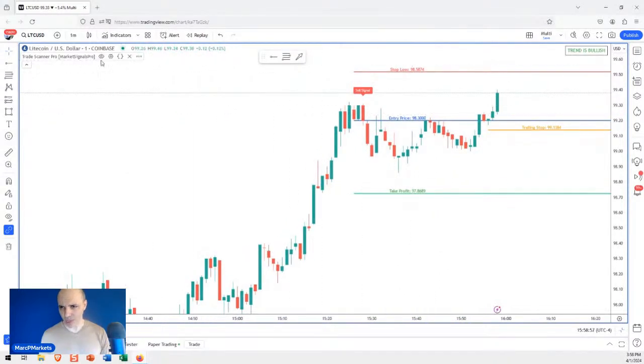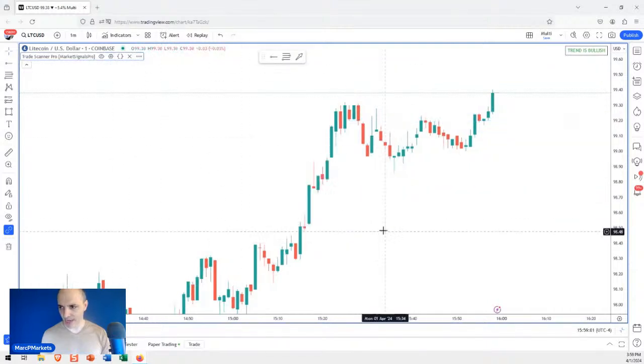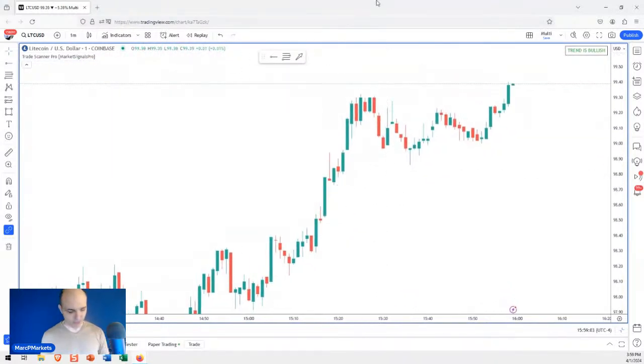So I don't suggest counter trend for beginners. You need to take time with that and understand context. So let's just go back to the trend. All right. And let's look around. What else can I look at?